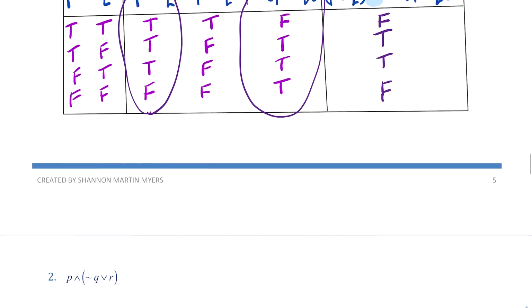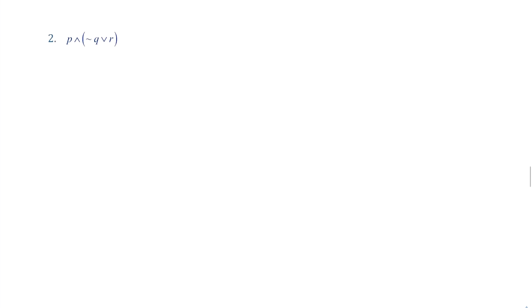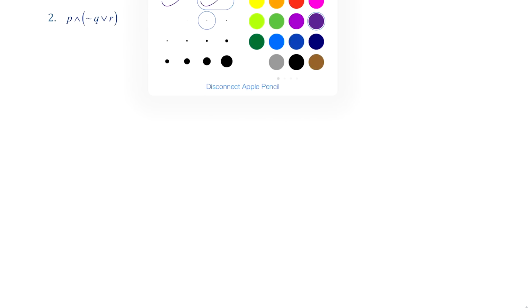How many situations do you think you'll have if you have 3 statement variables? Beautiful. 2 cubed or 8. Very good. So that kind of gives you a heads up for how big you need to make your truth table, right? So here we're going to have, we need P, Q, and R.